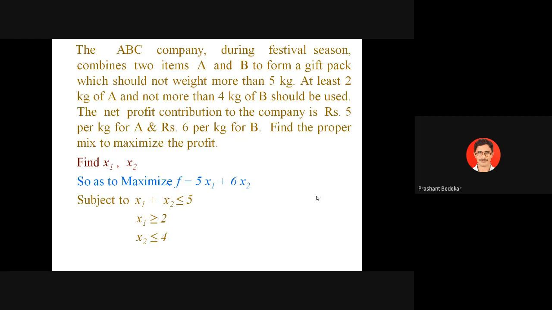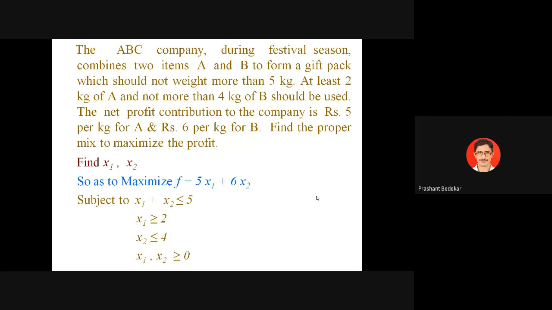In this problem only, if you think, can I take minus 1 kg of item A, minus 2 kg of item B? No, not possible. Negative weight, we cannot. So, finally, we write a constraint. Of course, it is not given in the problem, which is called non-negativity constraint. It is written as x1, x2 greater than or equal to 0.